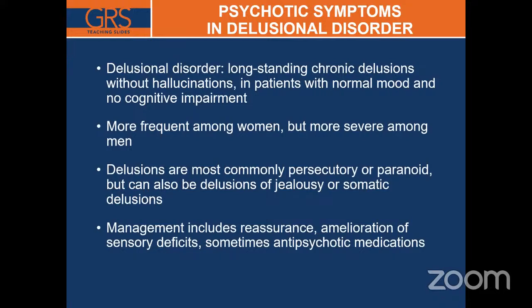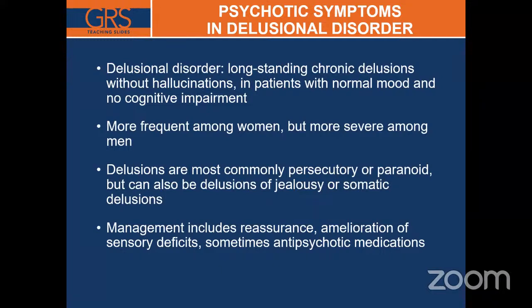Now we talk about the psychotic symptoms in delusional disorder. What is delusional disorder? Delusional disorder is a long-lasting chronic delusion without hallucination. The patient usually suffers from one specific delusion, but has a normal mood and no cognitive impairment. We usually describe the delusion as believable and not so severe, and most patients have normal functioning. They usually work. They just have a fixed delusion. It is more frequent among women, but more severe among men.